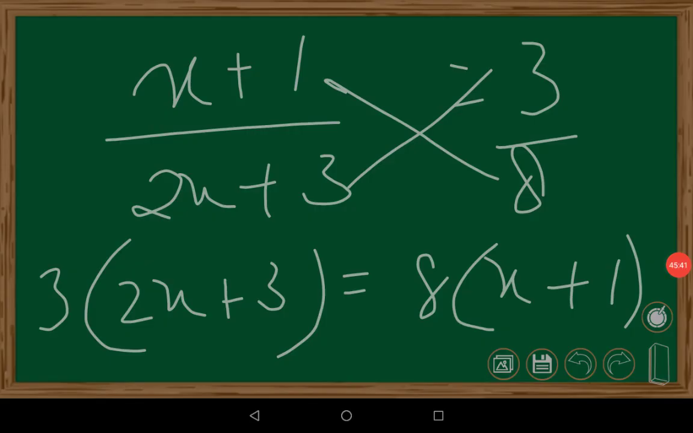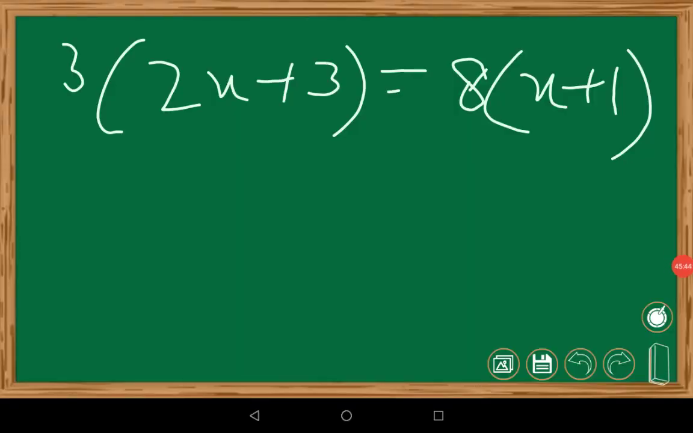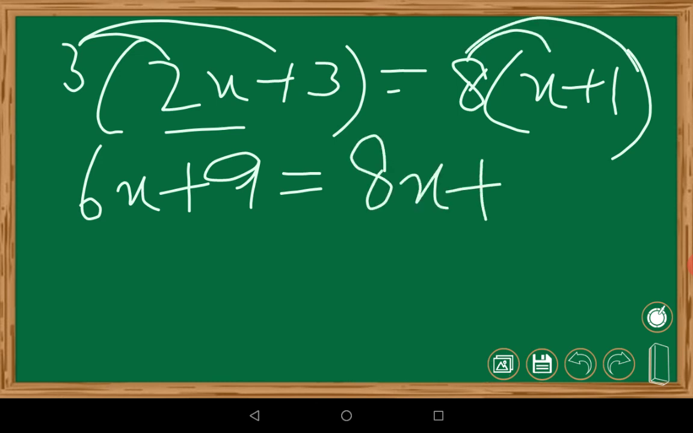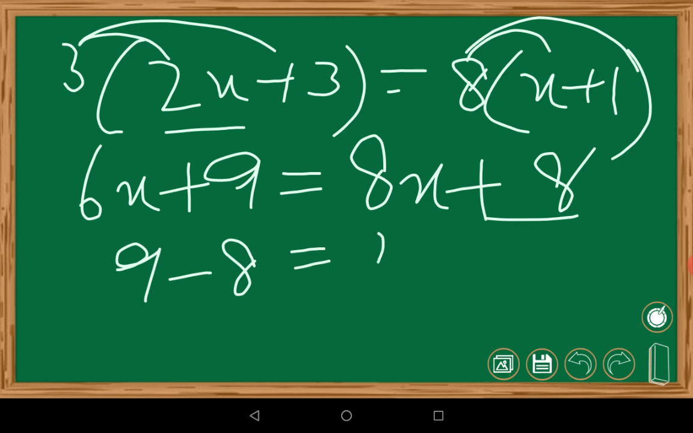Okay, now what we have to do, you have to just multiply 3 to this. 3 into 2x, and you should multiply 3 to both the terms. So 3 into 2x is 6x, and 3 into 3 is 9, and 8 into x is 8x, and 8 into 1 is 8. So like this you will be getting the equation. Now as usual you have to put all variables on one side and all constants on one side. So 9, and I'm bringing the 8 this side, it becomes minus 8, and 8x is here, 6x I'm bringing that side, it becomes minus 6x.